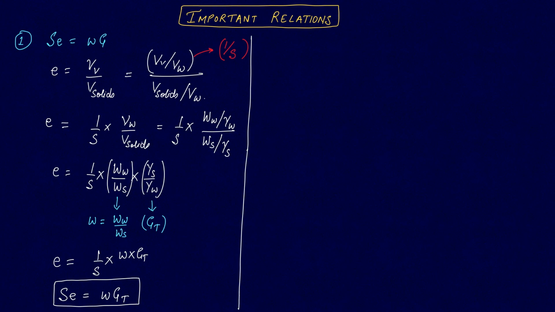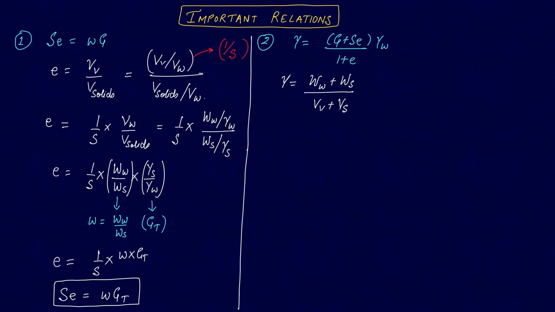Now let us move on to the second formula that we are going to derive, which is gamma = (G + Se) / (1 + e) times gamma w. For that, I'll start with the formula for gamma. As you know, gamma is nothing but weight upon volume. Weight is the total combined weight of the water as well as the solid particles, whereas the overall bulk volume includes both the empty voids and the solid particles themselves.